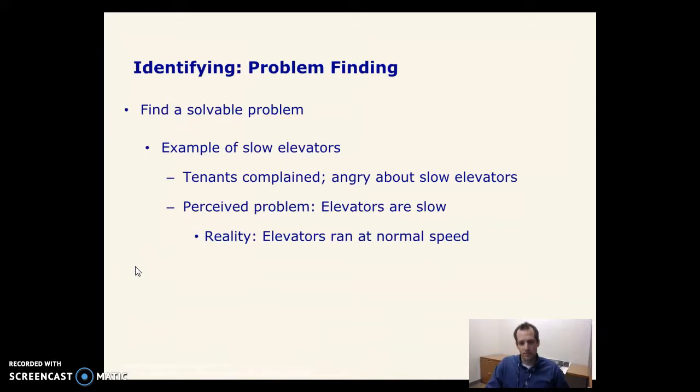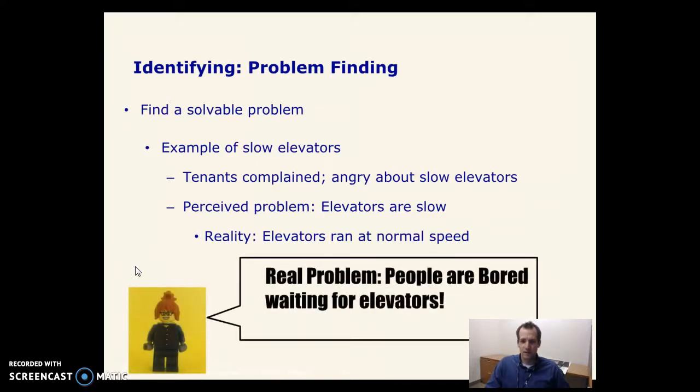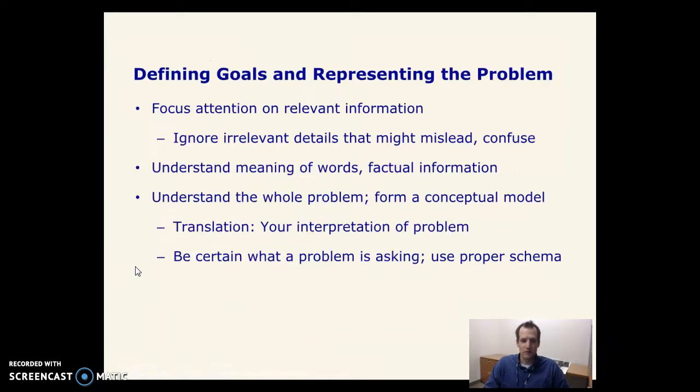Now, that's what they think. And so what we've learned, though, from James is the reality is that the elevators ran at normal speed, so the real problem is people are bored because they're having to wait for elevators. That's a lot different than there actually being something wrong with the elevators. And so this is a really important thing, because if you haven't identified the problem correctly, any attempts at solving it are going to be heading down the wrong direction. That might keep you from being able to solve that problem.